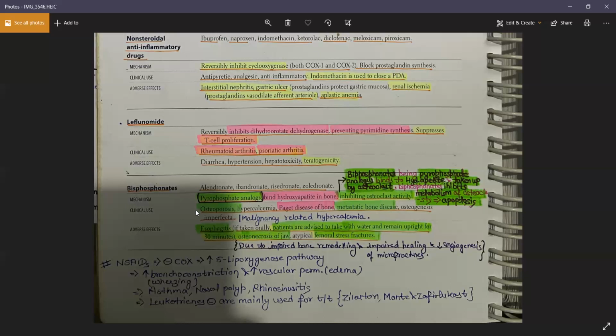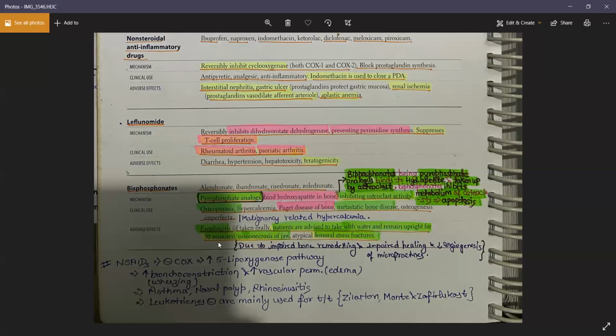So you use these agents for osteoporosis, for hypercalcemia, for Paget's disease of the bone, for metastatic bone diseases, and for osteogenesis imperfecta. Okay, and the side effects are very important. They can cause esophagitis. We have discussed that already. And that's why you will always advise the patient to take these drugs with water and remain upright for up to 30 minutes.